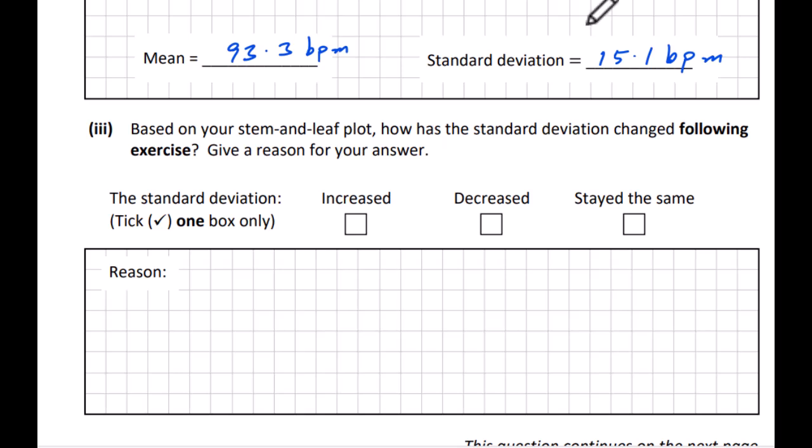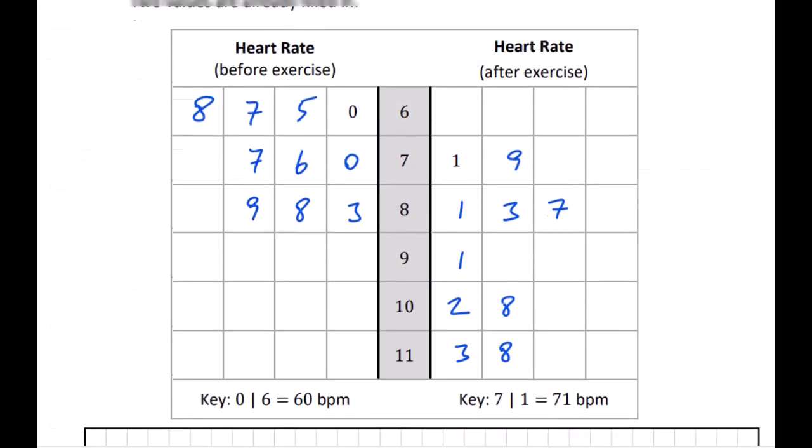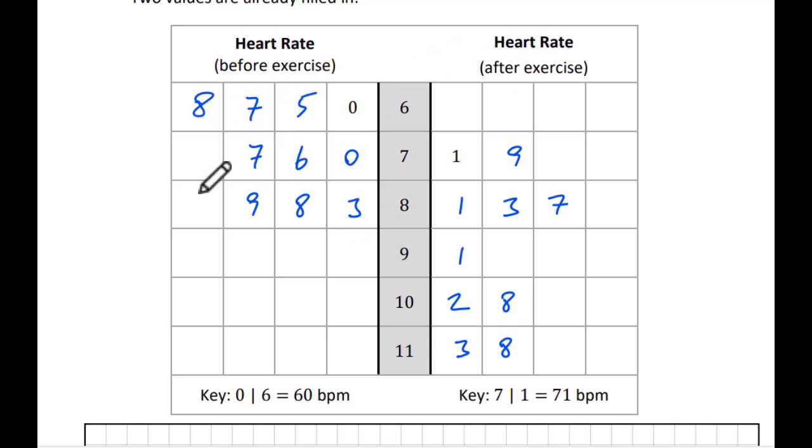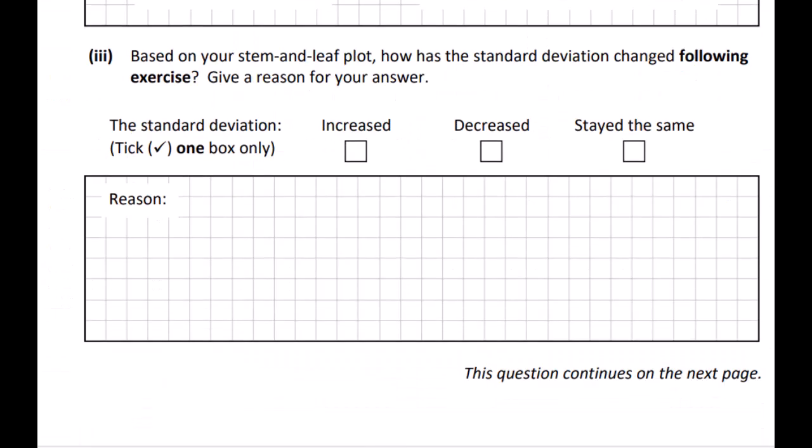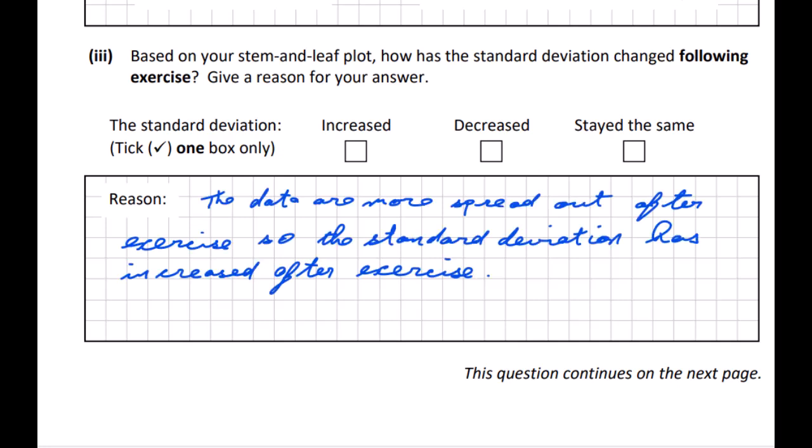Okay, based on your stem and leaf plot, how has the standard deviation changed following exercise? Give a reason for your answer. If we look at the stem and leaf plot, we can see this is before exercise and this is after exercise. You can see that the heart rates have increased after exercise, and also they seem to be a bit more spread out as well. So that would be our answer. The standard deviation has increased because the data are more spread out after exercise. Okay, so that'll do for that one, I think.